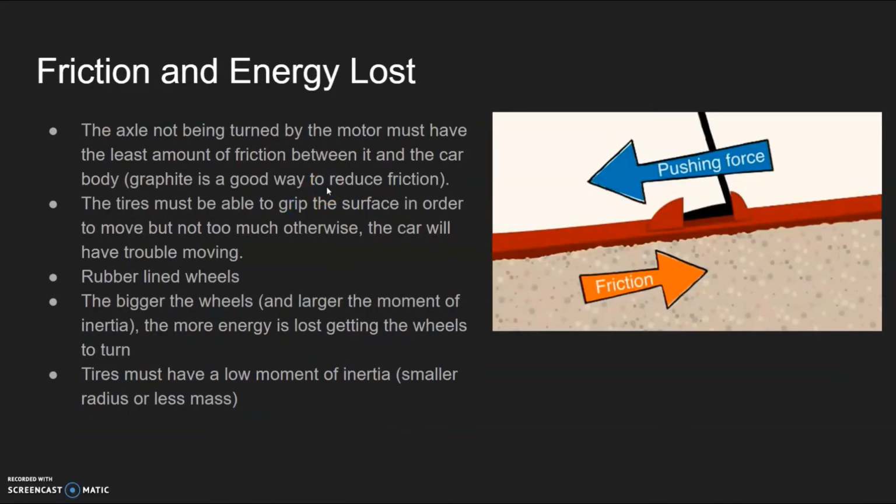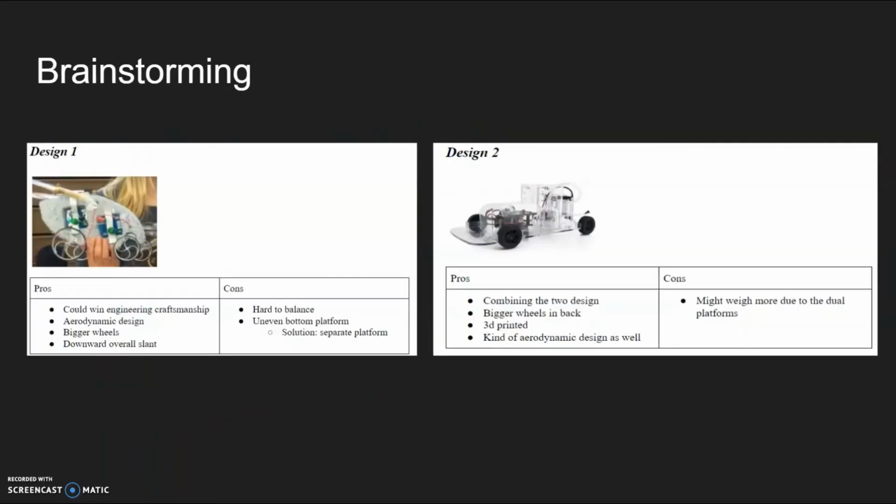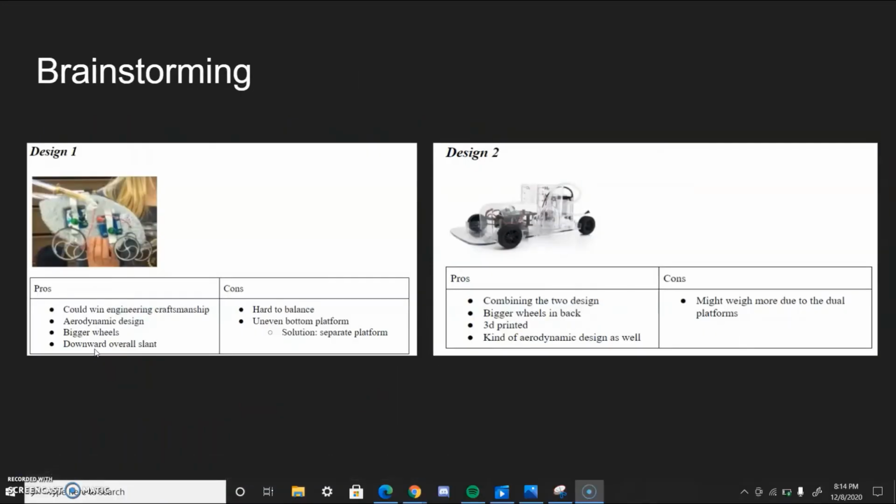We also did some additional research on friction and energy, and we figured out that there needs to be some friction between the tire and the ground, but not too much, or else the car won't move. We also found that the less friction there is between the axle and the bearing, the faster the car will move. So now let's move on to some brainstorming.